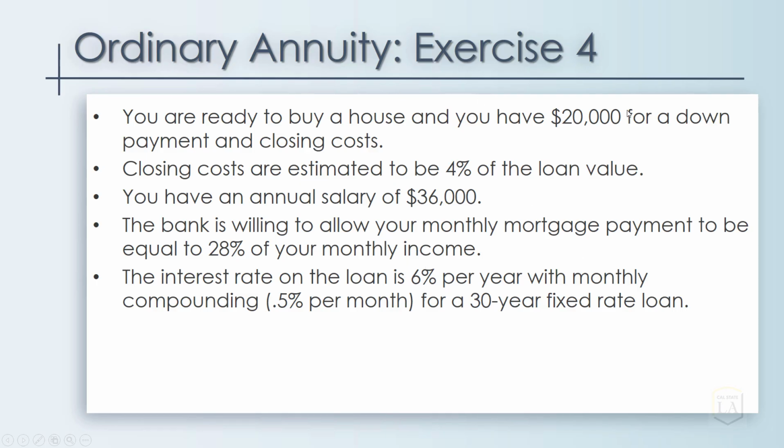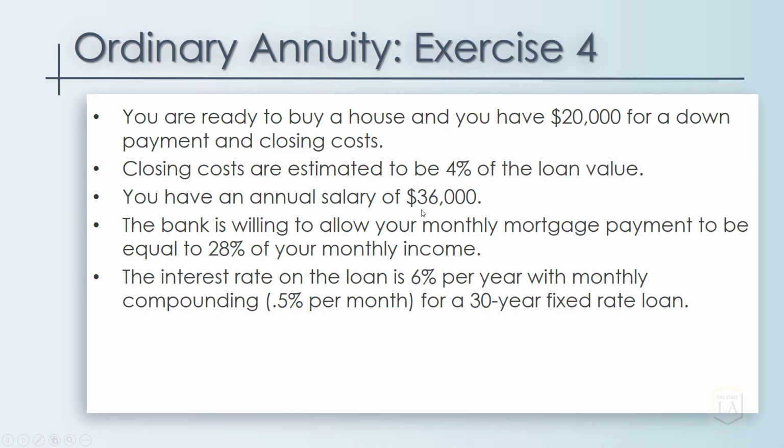You're trying to buy a house and you have $20,000 for a down payment and closing costs. So what that means is out of this $20,000, you're going to spend a portion of it for the down payment and the other part of it for closing costs. So it's not just for the down payment. You will have to pay closing costs out of this as well. And closing costs right now are estimated to be 4% of the loan value. So in a sense, if you wanted to figure out the closing costs, you will have to first know the loan value. Right? But right now you don't know the loan value yet.